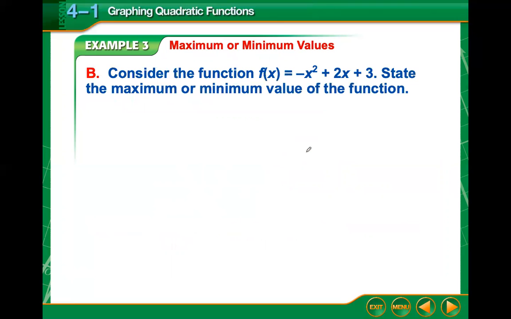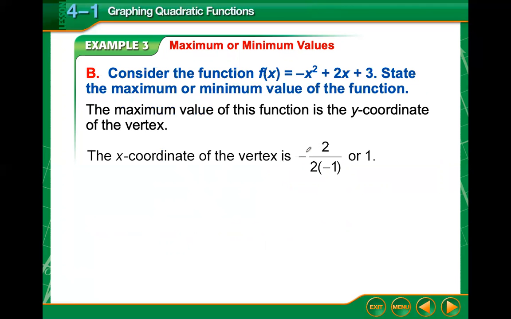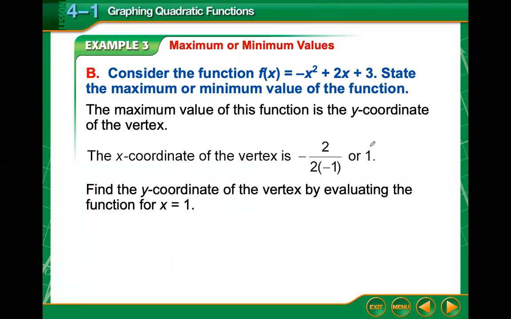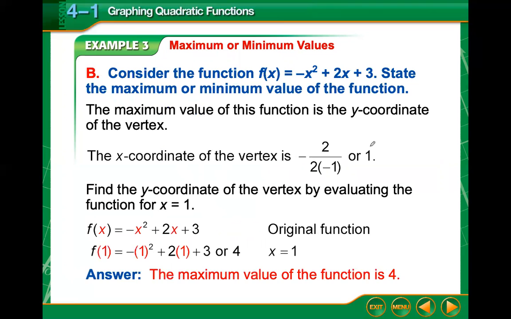So this time we have, consider the function and tell us what is the min or max value. So we're going to use the x-coordinate of the vertex by using negative b over 2a, which simplifies in this case to 1. We would then plug 1 into our equation and find that we get 4, so the maximum value is 4.